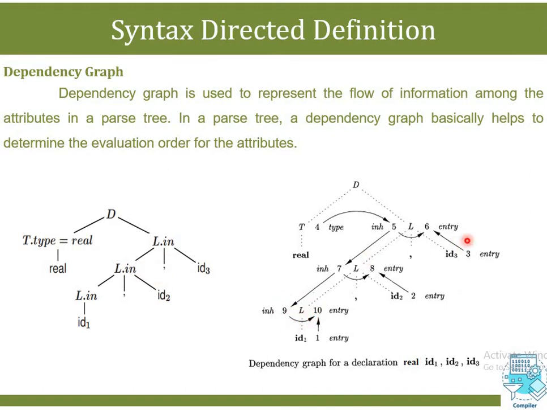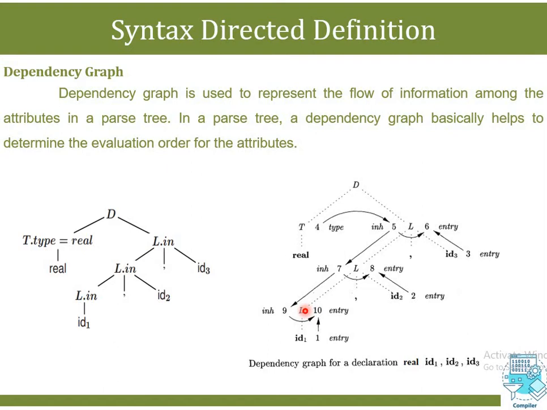Now in this example, 5 and 6 refer to the same node, 7 and 8 refer to the same node, and 9 and 10 also refer to the same node. Just to differentiate two instances: in one instance it has not been processed completely, in the next instance it has been processed completely. Just to differentiate it, we have two nodes for the same symbol: 5 to 6, 7 to 8, and 9 to 10.